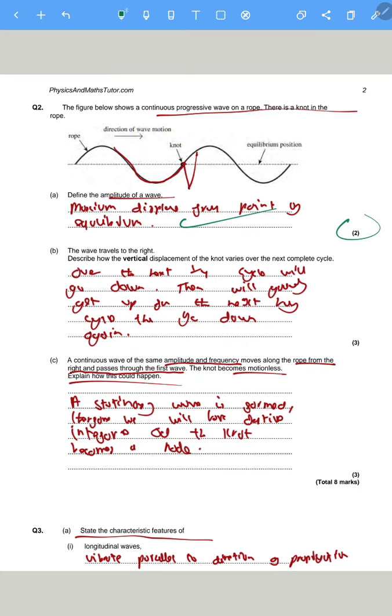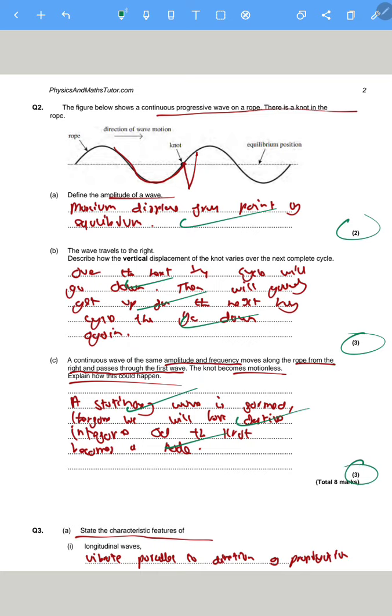Downwards, upwards, downwards. At the start, the cycle will go down. This will gradually go up and will go down. Yep. Next. Stationary wave is formed. Superposition. Node. Stationary wave is formed. Interference and node, and waves cancel where the node is. Standing wave, so destructive interference.